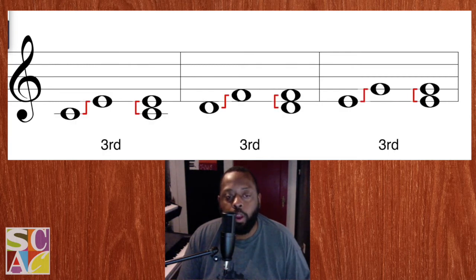This is what a third looks like. Now, let's look at how it's written. Even though it's written this way, or if the notes are stacked on top of each other, it is still a third. So from C to E is still a third, just like D to F or E to G. Notice we're only talking about the distance between two notes.